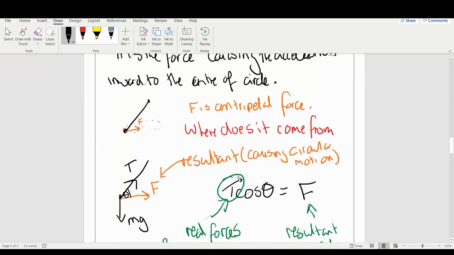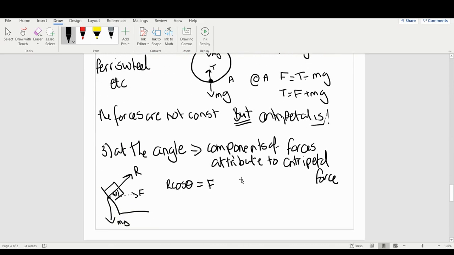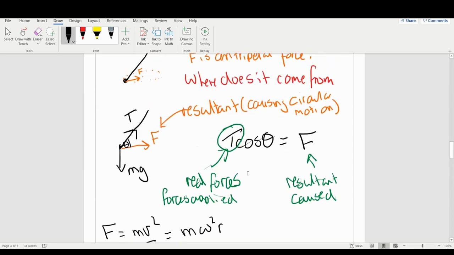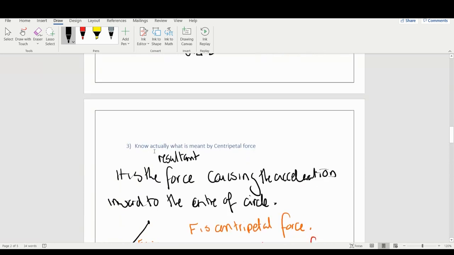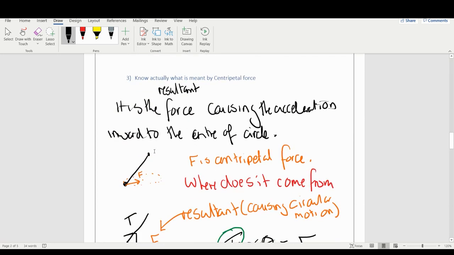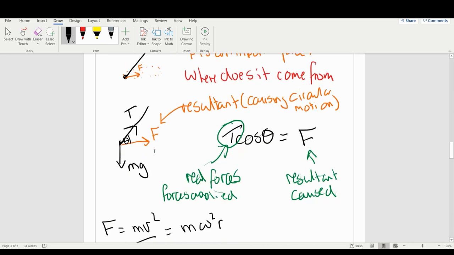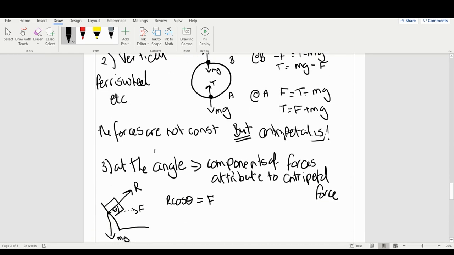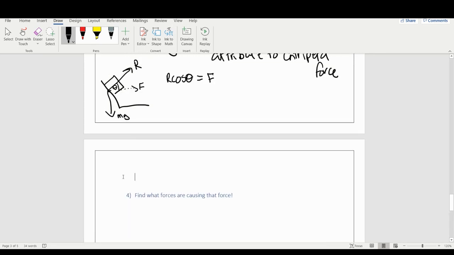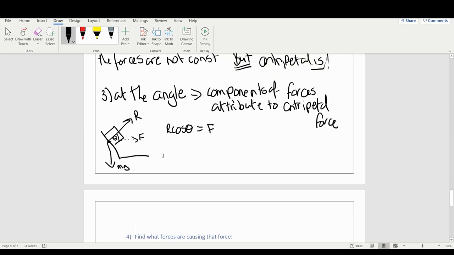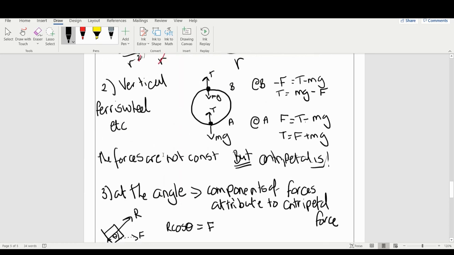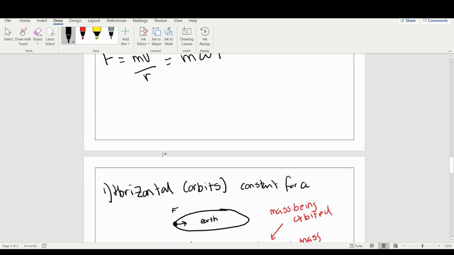So that is sort of understanding what centripetal force is, and that will lead me to my last part here. It says here, know exactly what is meant by centripetal force. It is the resultant force causing the acceleration into the center of the circle. Okay, so it's always looking at what happens. And this is actually where it brings me to my last point, which is what forces are causing that force. And that's exactly what I was covering here when I always write this down.